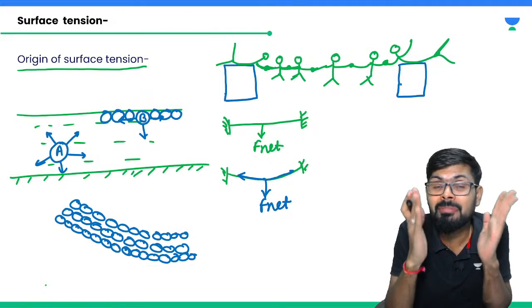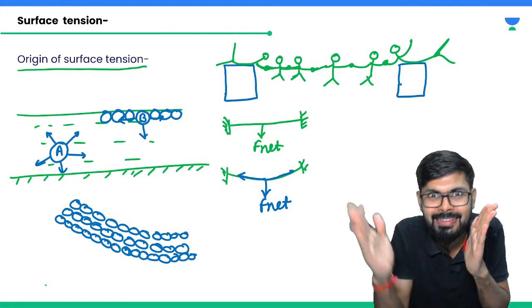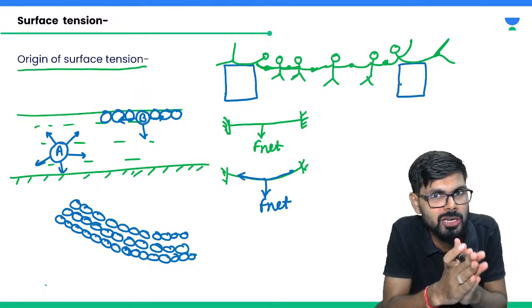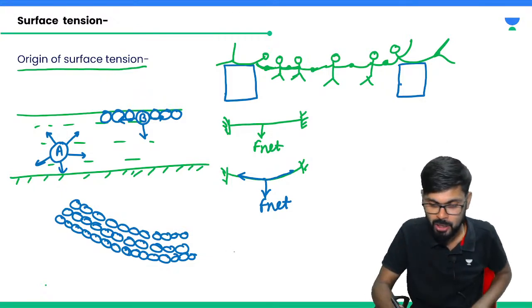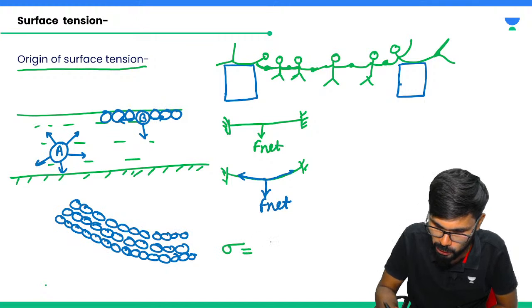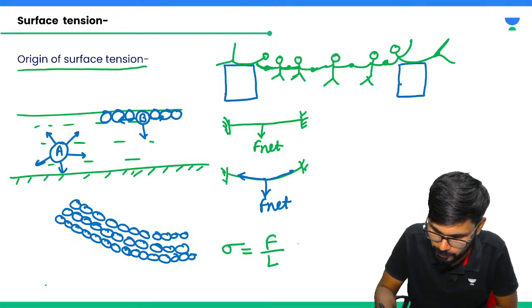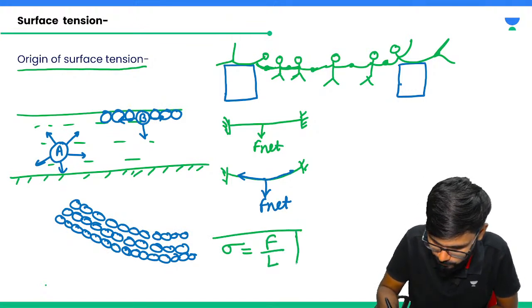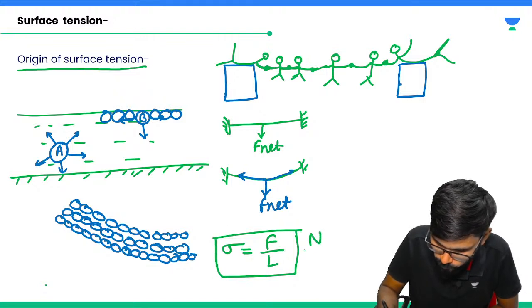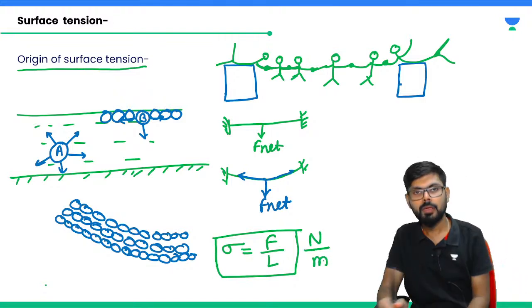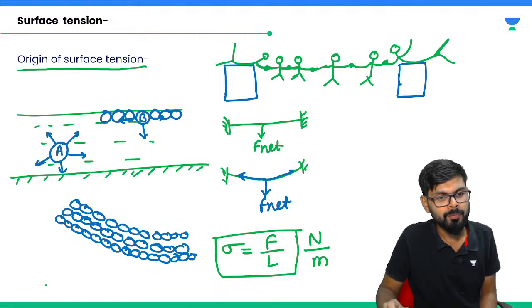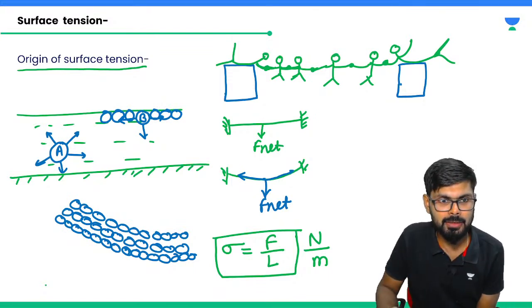So in 1 meter, how much amount of force is required to sustain that, that is basically called surface tension. What is surface tension? Sigma is equal to F by L, Newton per meter. Clear beta? This point is clear.